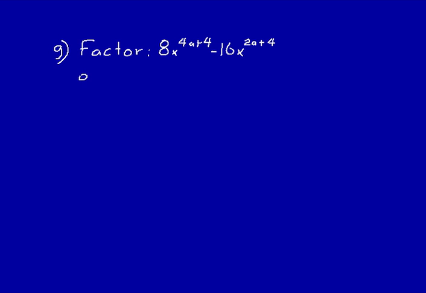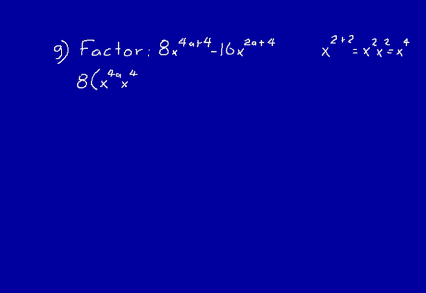And we know we'll have that much. Now, what I like to do when I have a sum in the exponent is to think about it this way: if I have similar bases multiplied together, you can add the exponents. So you could rewrite this as 8 x to the 4a times x to the 4, instead of saying x to the 4a plus 4, because it's the same thing, right? X to the 2 plus 2, isn't that the same thing as x squared times x squared, which would be x to the fourth?